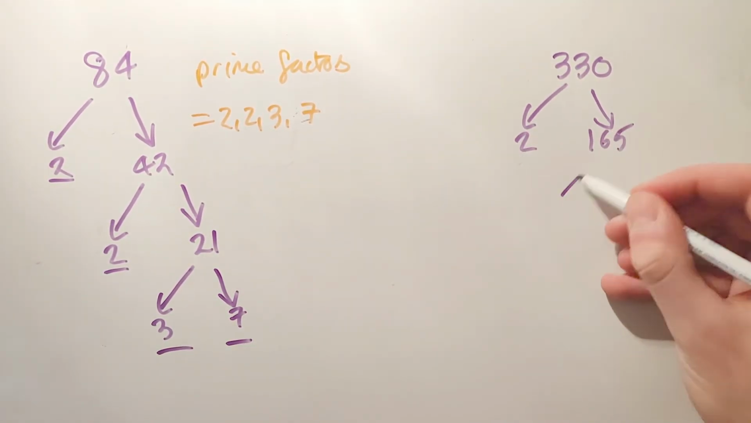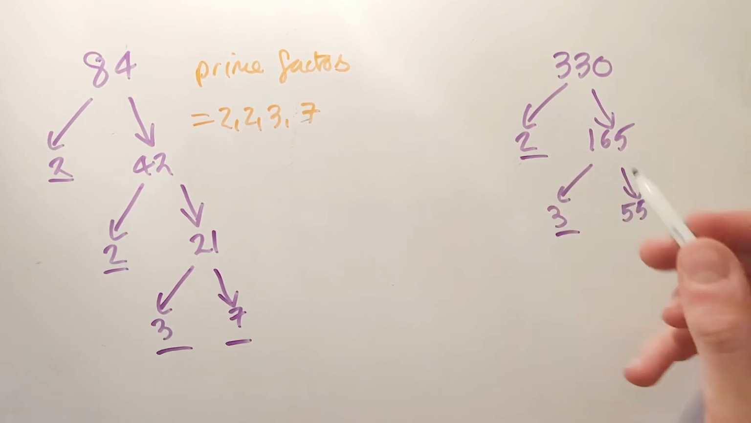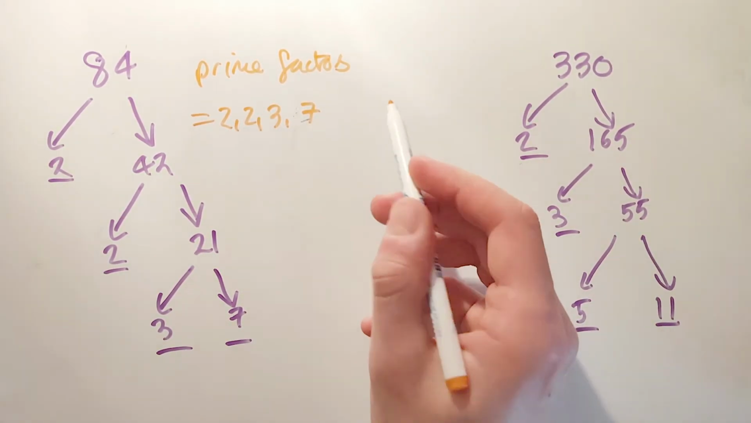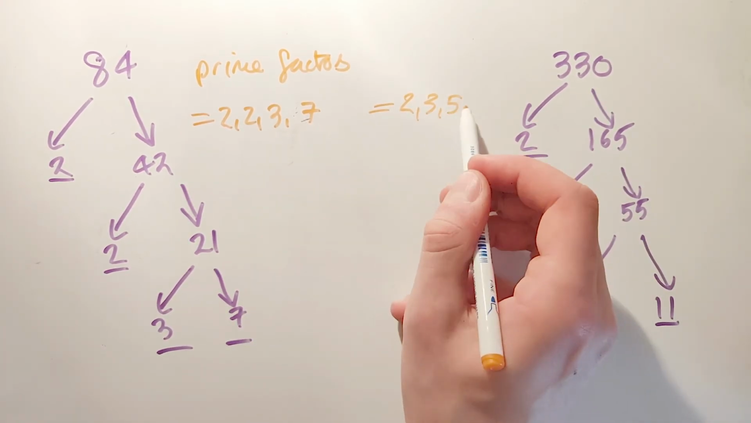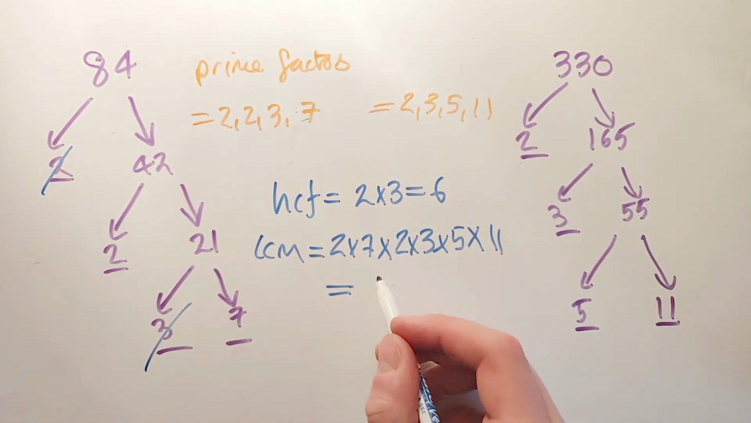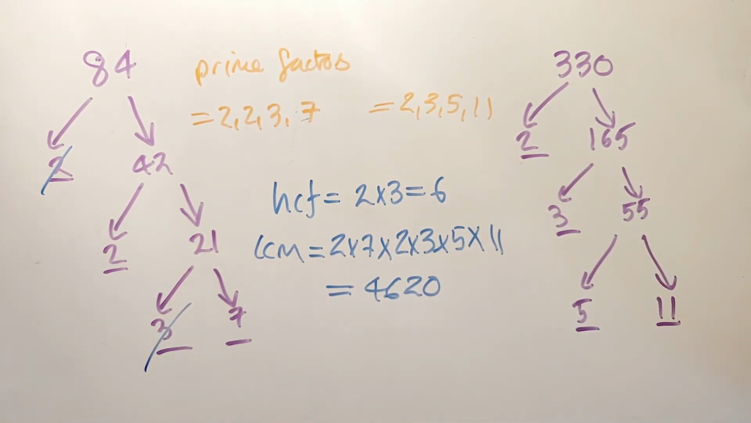Let's do this with another number as well, and we can use the prime factors of both to work out the lowest common multiple and the highest common factor between the numbers. To find the highest common factor, find the prime factors that appear in both lists and multiply them together. Then cross them off and multiply the rest of the prime factors together to find the lowest common multiple.